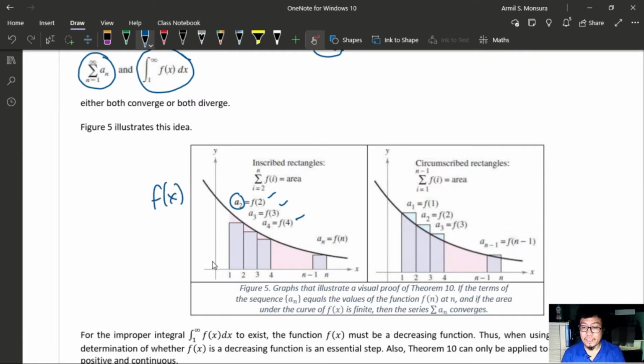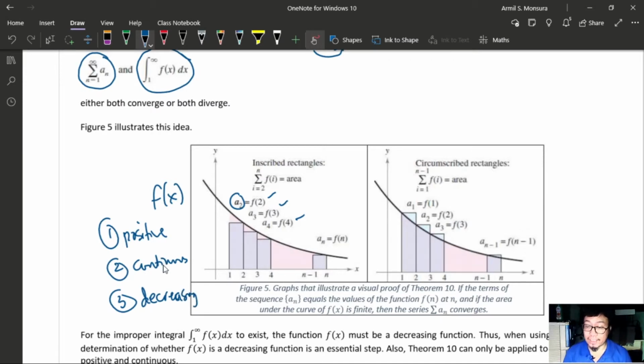Now, one thing that you have to remember before applying Theorem 10, the integral test, is that number one, f of x should be positive. Number two, it is continuous. And number three, we're talking about f of x, not a sub n. So we're talking positive, continuous, and decreasing. These are the three things that need to be satisfied first before you apply the integral test.